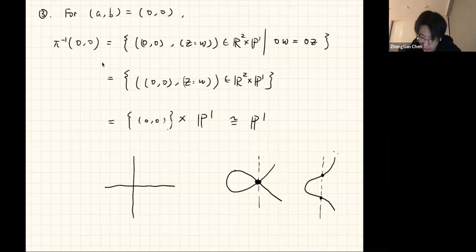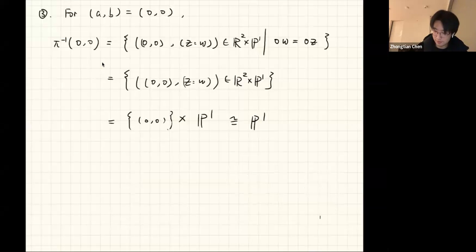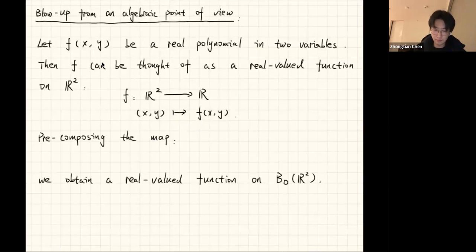everything away from the origin is fine because there is a unique direction attached to it. But at the origin, we know in the space of the blow up we have a copy of P1 there, so then we can separate these two directions. That's kind of the intuition of blow up. Okay, that's all the definition. And now we look at blow up from an algebraic point of view.